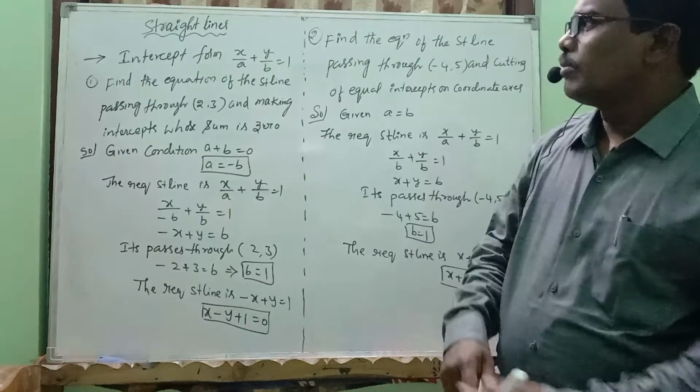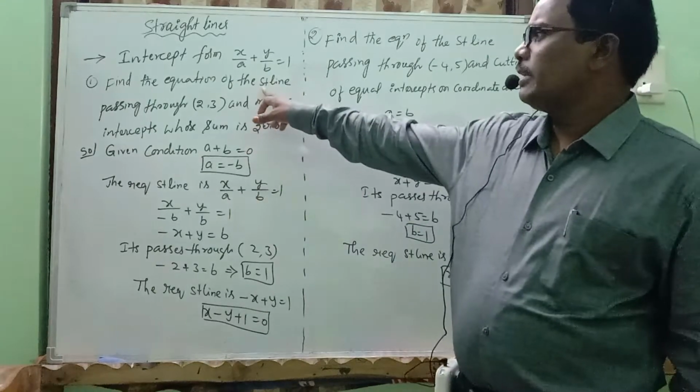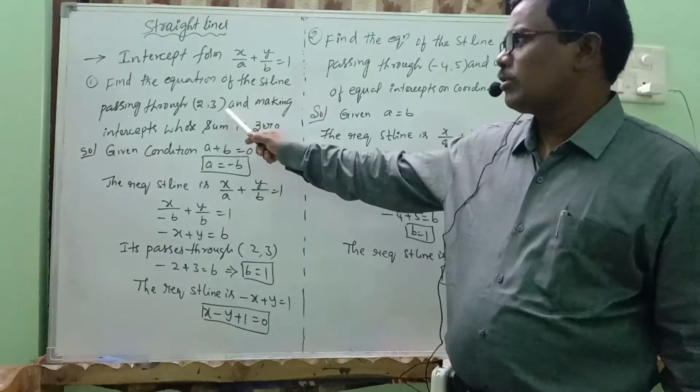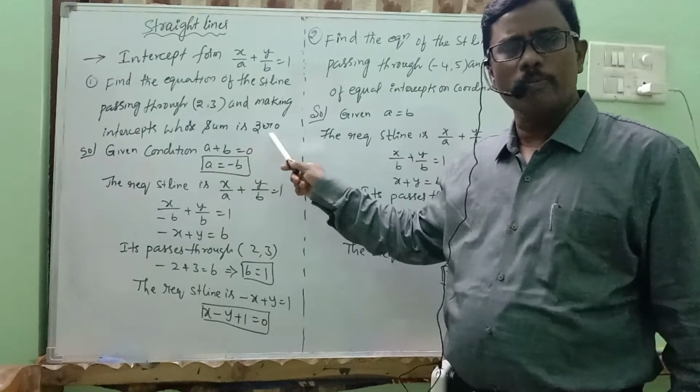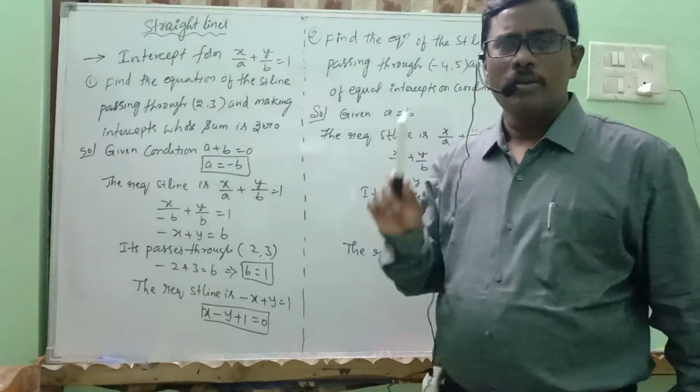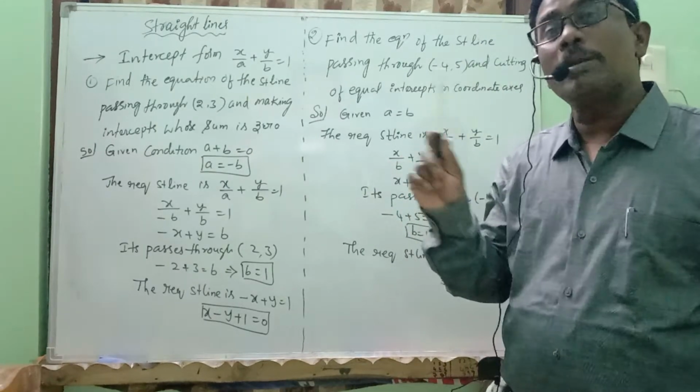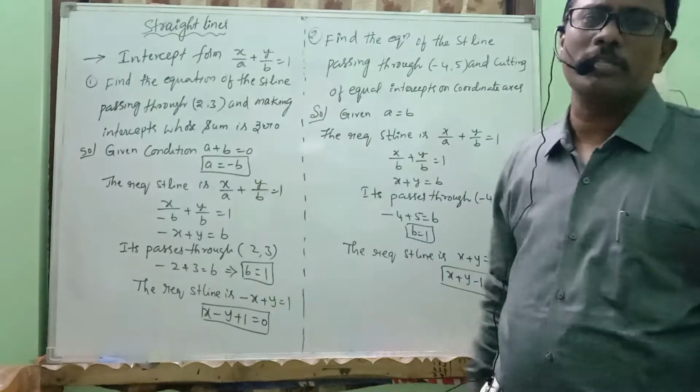So x minus y plus 1 equal to 0. Once again, find the equation of the straight line passing through the point making intercepts whose sum is 0. X-intercept a, y-intercept b, a plus b equal to 0. This condition is a plus b equal to 0.